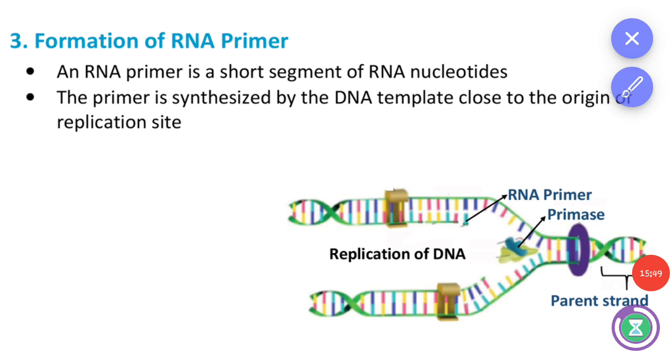And the third step, the formation of RNA primer. An RNA primer is a short segment of RNA nucleotides. The primer is synthesized on the DNA template close to the origin of replication site.